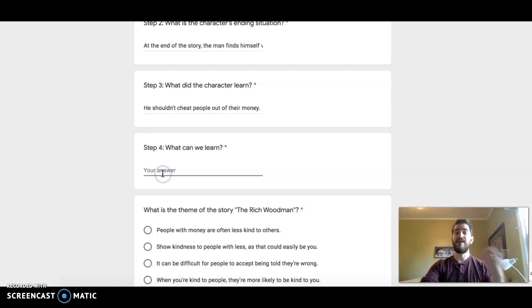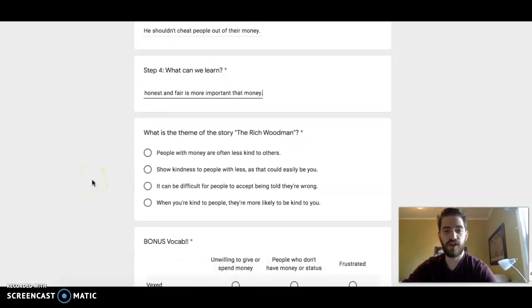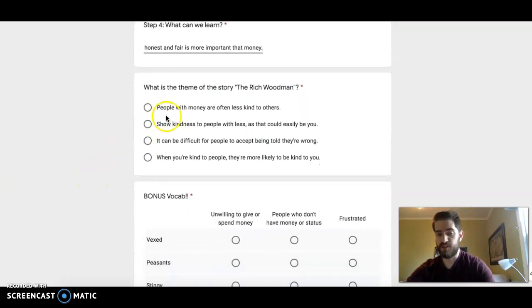All right, so that's what my character learned in this story. Now I'm thinking, what can we learn? I don't buy firewood from people usually, so that's not a lesson that I can learn. So what can I learn? Well, I would say being honest and fair is more important than money. That's something that any person can learn. That's a general theme.